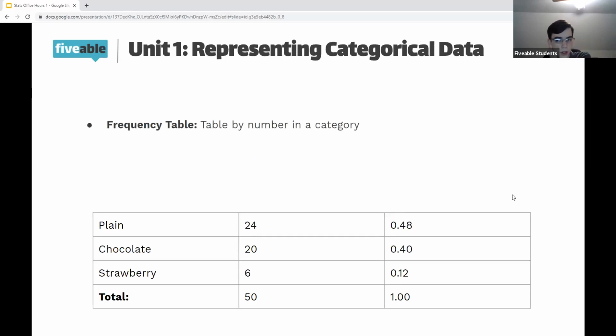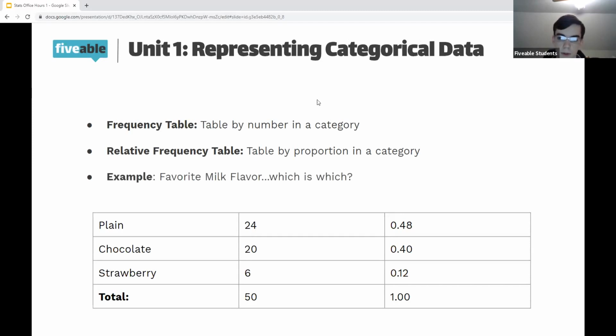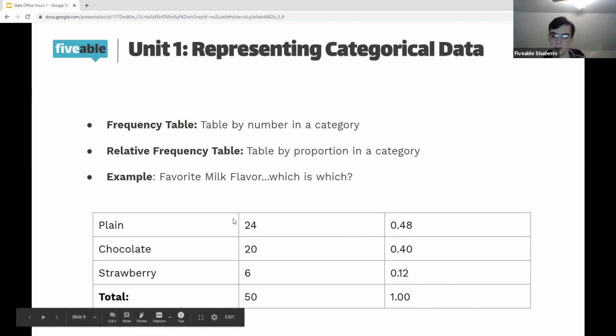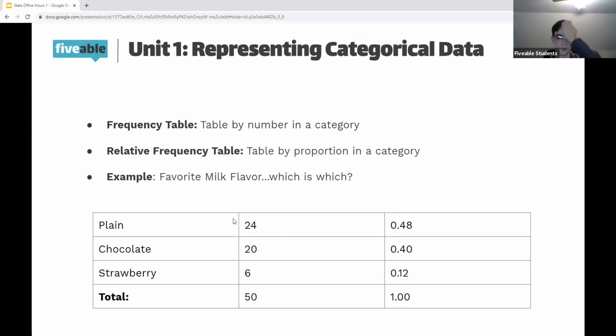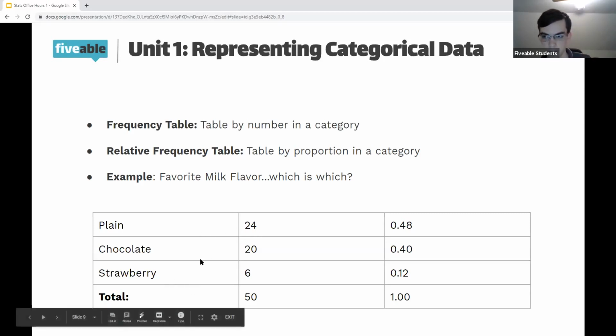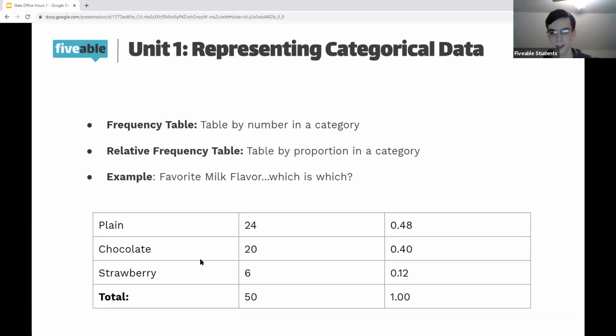So first we're going to look at categorical data. So there are two basic ways you can represent categorical data. So that's a frequency table and a relative frequency table. So for this hypothetical set of data, I've just made up some numbers based on what your favorite milk flavor is, plain, chocolate or strawberry. I don't know if your school still has strawberry milk. It is less common, and I think for good reason.